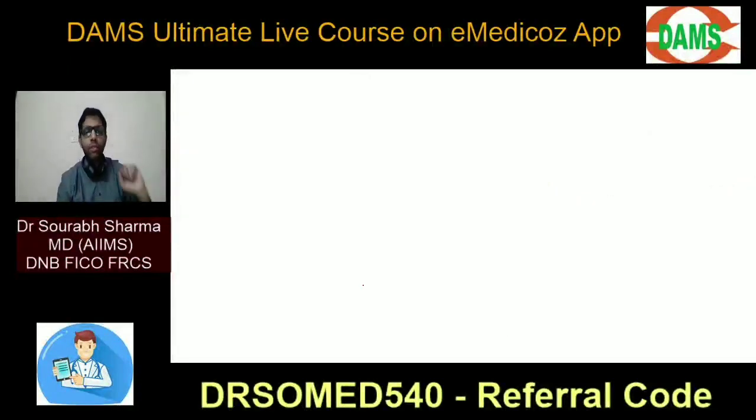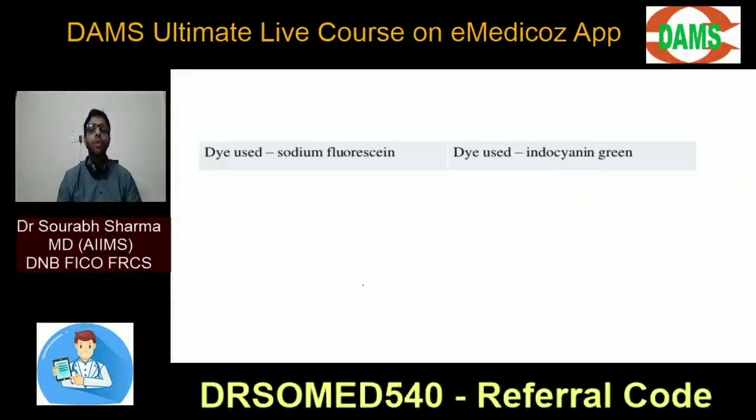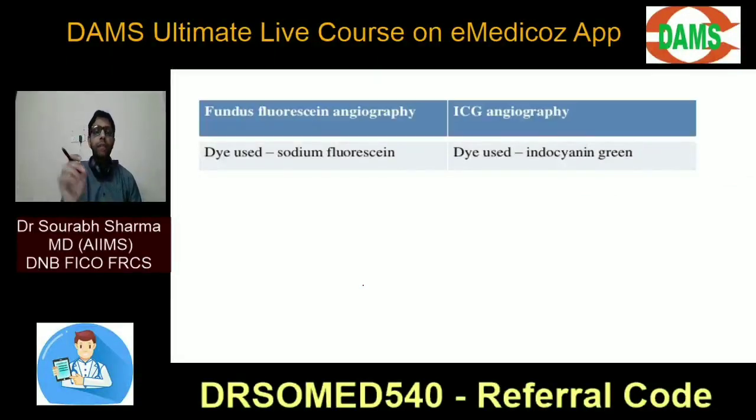Now the question was which dye. So two dyes are used. Which two dyes? Fluorescein and indocyanine green. That's what the name is: fluorescein angiography, indocyanine green angiography. So two dyes are used for angiography, fluorescein dye and indocyanine dye. That is the first question, which dyes are used.